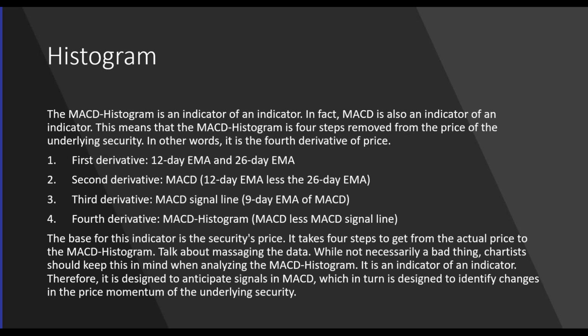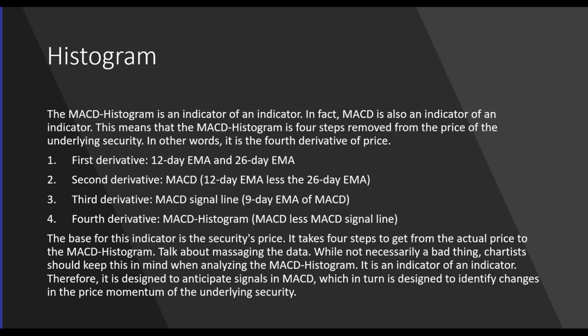So when we're looking at the MACD and making the histogram, we've got 4 derivatives. The MACD histogram is an indicator of an indicator. In fact, MACD is also an indicator of an indicator. This means that the MACD histogram is 4 steps removed from the price of the underlying security.